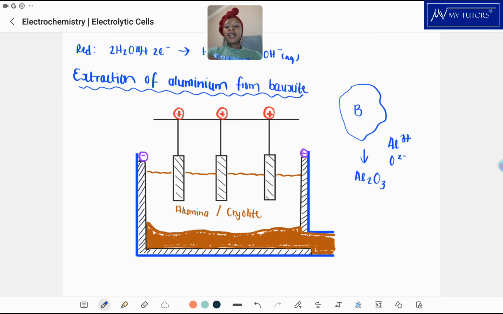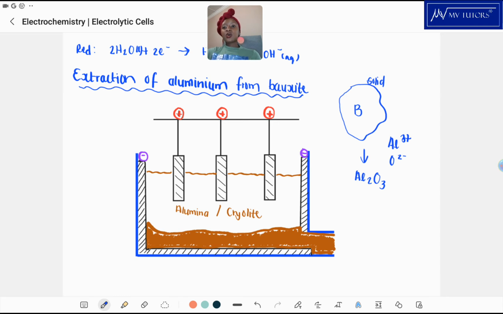Okay, so you have this impure bauxite basically, and from it, through purification, you can get aluminium oxide. But here's the thing with aluminium oxide, guys. For you to break it apart, remember, this is a solid. This bauxite here, it's solid. And through electrolysis, you want to get the ions separate. You want to get it in solution.